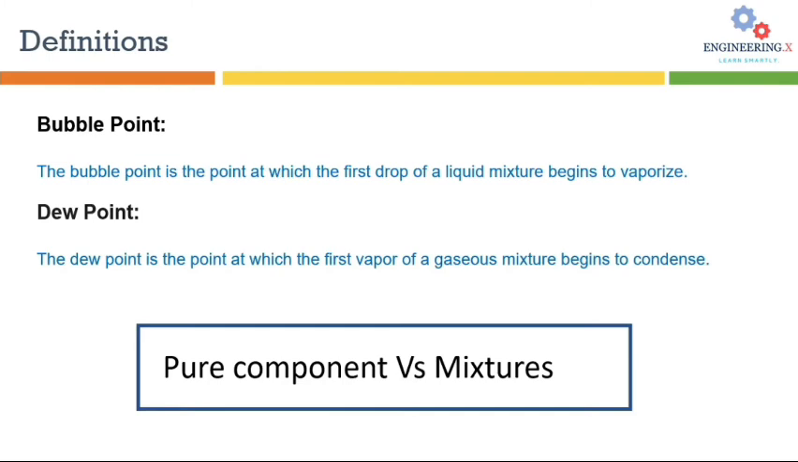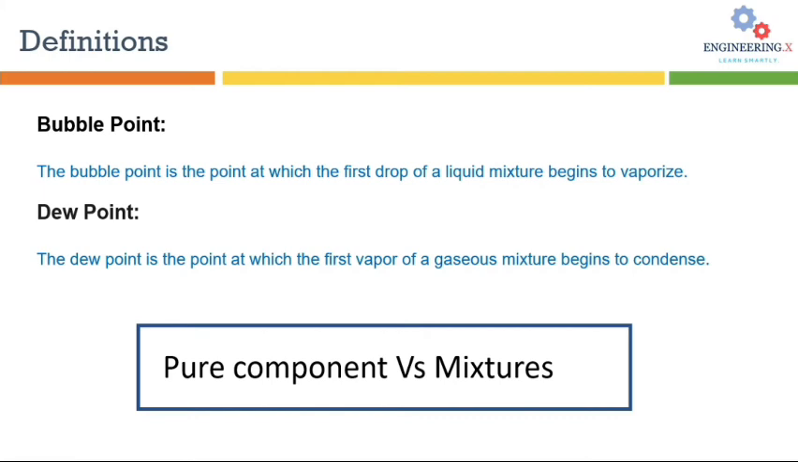What is bubble point? The bubble point is the point at which the first drop of a liquid mixture begins to vaporize. On the other hand, dew point is the point at which the first vapor of a gaseous mixture begins to condense. So let's compare bubble point and dew point of a pure component with mixtures.